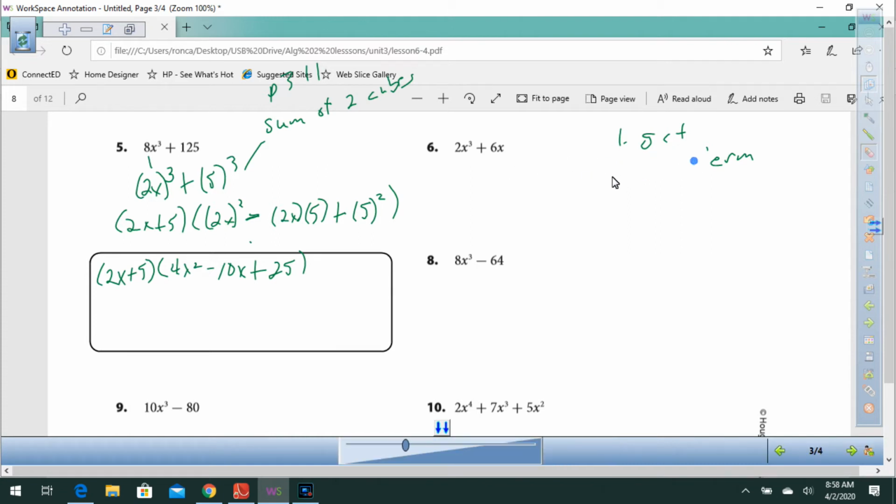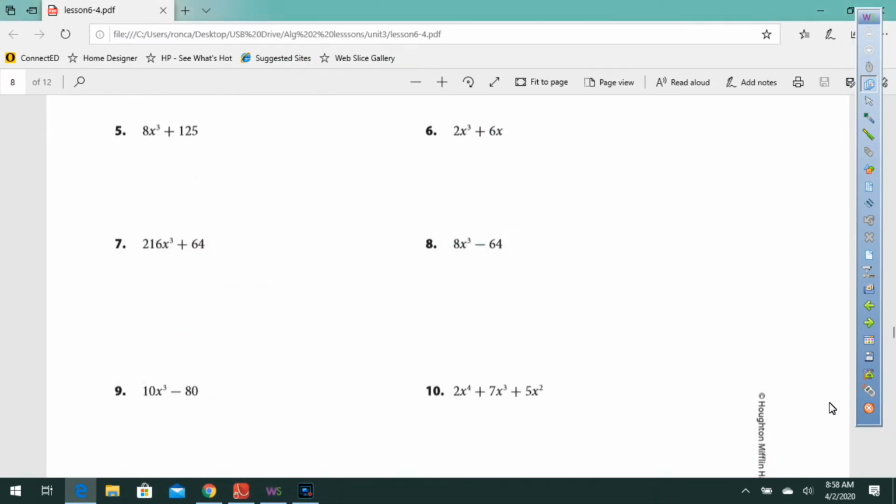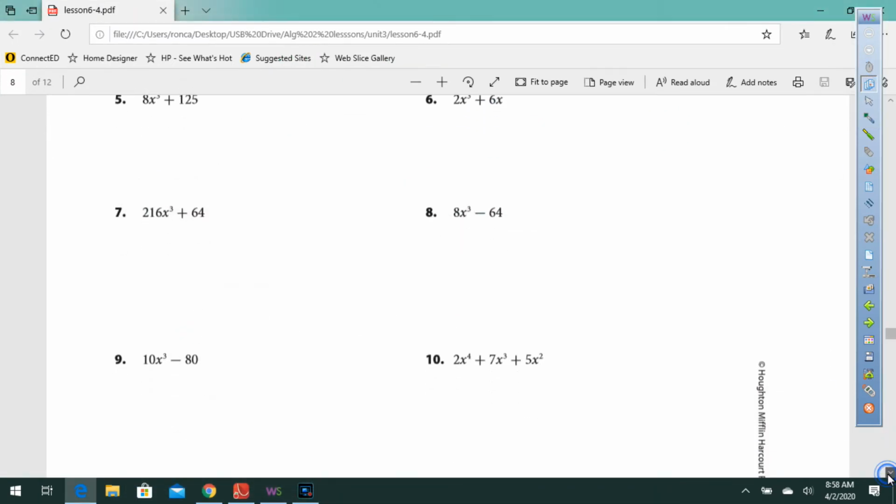Well, let's look at number 6. We have a 2 goes into 6. Excellent. So we got 2, and then we also got an x, and we're left with x squared plus 3. Okay. Can we take it any further? Well, we took the greatest common factor out, and 3 is prime, so that is as far as you can take it.